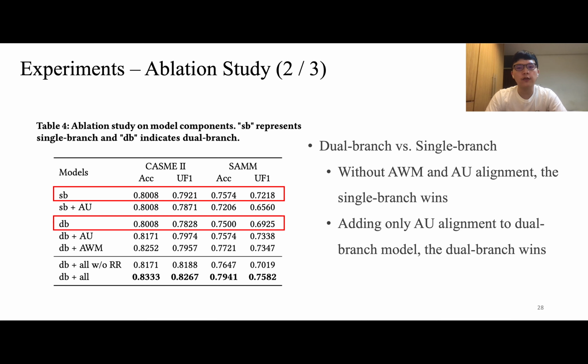The final one is dual branch versus single branch model. Without AWM and AU alignment, the single branch model can win. And this also shows that using AWM and AU alignment is helpful to train our model. And adding only AU alignment to dual branch model, the dual branch model can win. Our speculation is that using AU alignment is enough to provide the facial information to our training, so our model can just find out the right features, and it can finally classify the labels correctly.